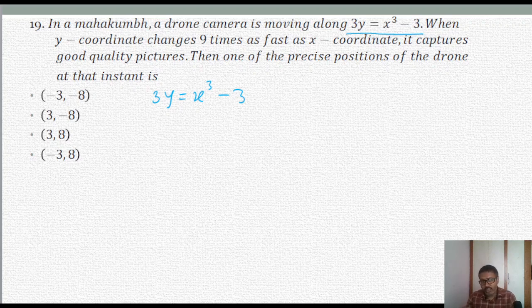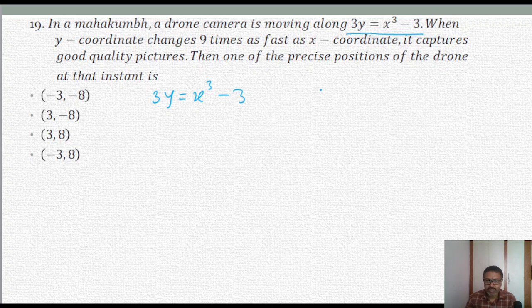and how it is moving, there is one more condition. Its y coordinate changes 9 times as fast as its x coordinate. So with respect to time or with respect to x, you only have to decide. Nothing is given in these kinds of problems. That means the only independent physical quantity we have is time. So nothing is told in the question, that means they are talking about time.